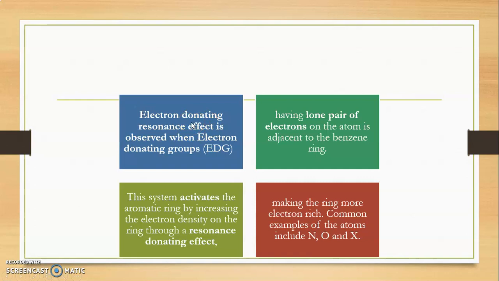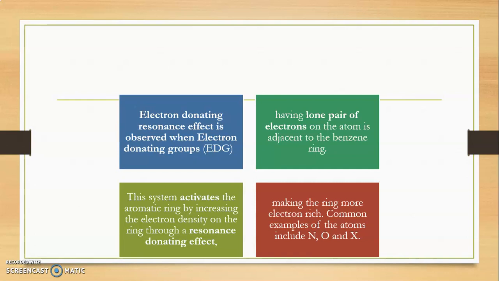Means one effect they are showing is withdrawing, and the other effect shown by them is donating. So these two opposite effects are shown by the nitrogen atom and the oxygen, that is, the amino functional group and the hydroxyl group. But out of these two effects, the electron withdrawing inductive effect and the electron donating resonance effect, one effect is dominant, and which effect is dominant we will discuss afterwards.